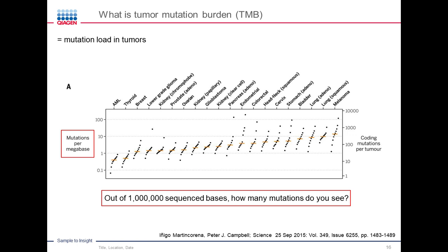But you also see on the far left-hand side of this graph those tumors that do not express a large number of mutations. And so if you want to get to a pure definition of TMB, it's basically out of 1 million bases that you sequence, how many mutations do you see?